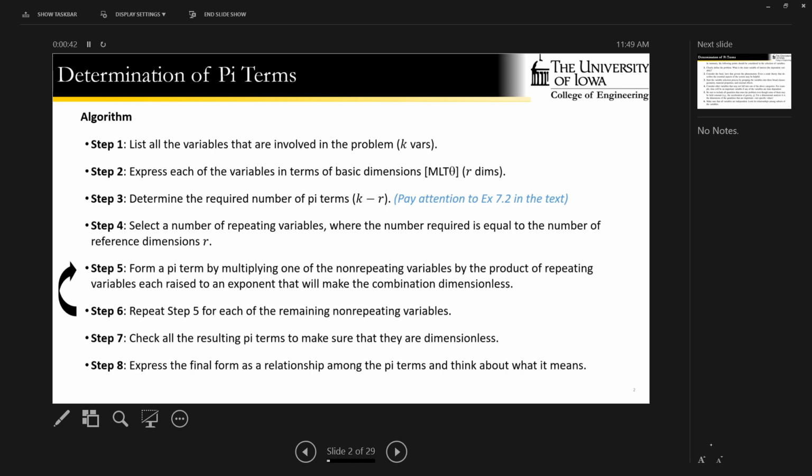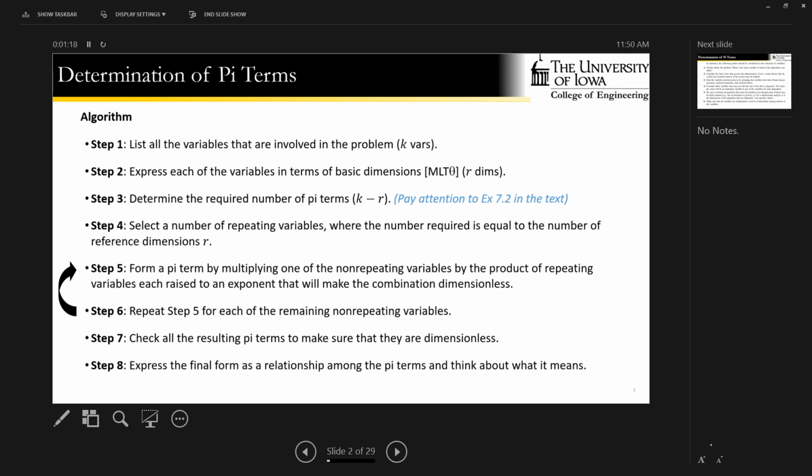Step 3 is determining the number of pi terms using the Buckingham pi theorem, which I just gave you. And then we get into the new stuff. Step 4 is where you select what are called repeating variables. And you have to select r repeating variables. So if you have mass and length and time in your dimensional set from step 2, then you have to pick 3 variables from your step 1 to be your repeating variables.